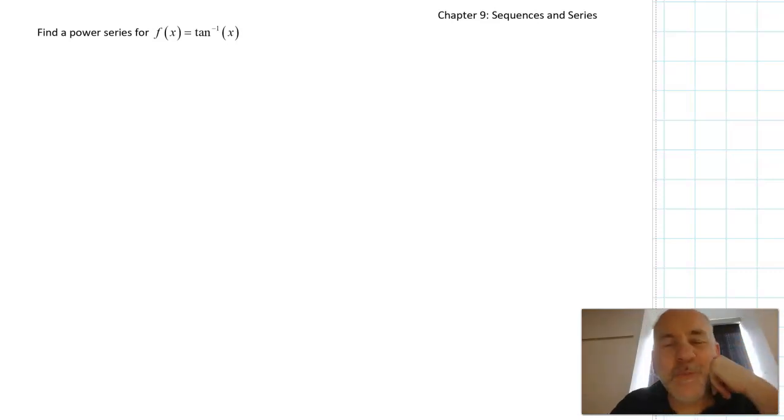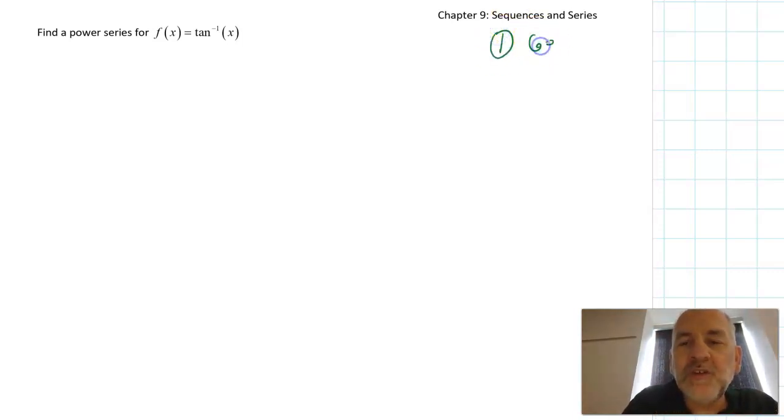Okay, BC, here's some filling in the gaps and showing you some examples of working out this Taylor series stuff. So it says find a power series for f of x equals tangent inverse of x. Now we know there's two different ways to create a power series. One is that we could use a geometric series.